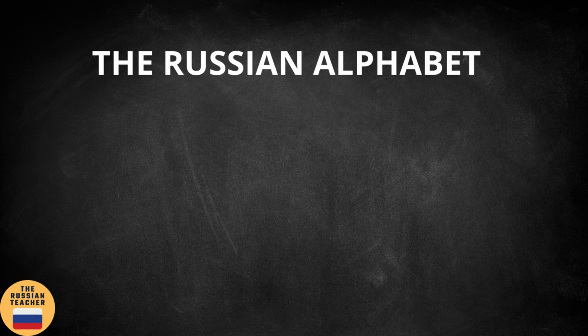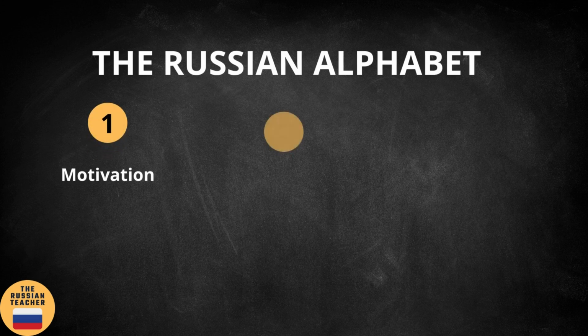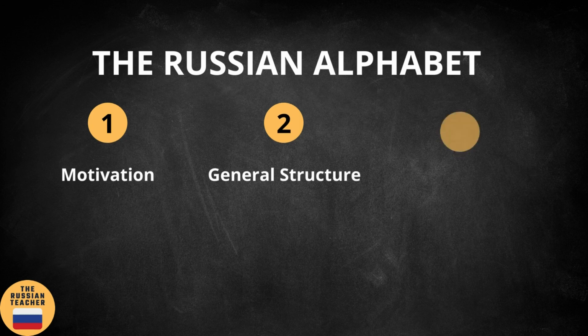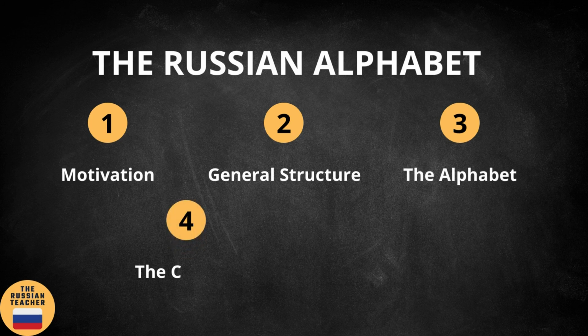In today's video, we are going to talk about the Russian alphabet and the sounds each letter represents. That is our main objective. But let's break down this video into smaller sections. Here you can see the main points of this lesson. Number 1. Motivation. Number 2. The general structure of the alphabet. Number 3. The alphabet. Number 4. The cursive. Number 5.